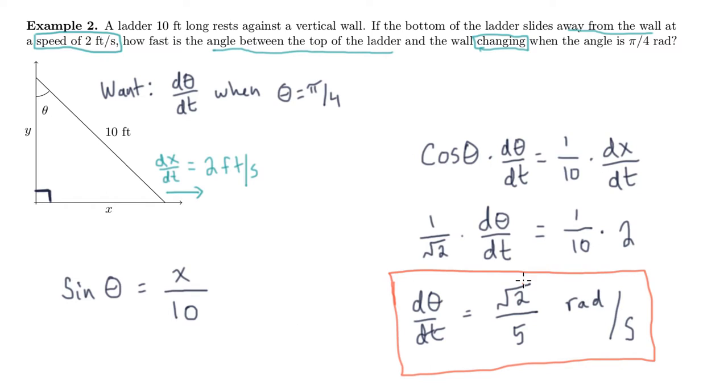And notice that the fact that the answer is positive is significant. If it were negative, that would mean the angle would be getting smaller. But that would not make sense for the end of the ladder down here sliding away. You can see that we should get a positive answer. As this end goes out this way, this end is going down, and so this angle between the ladder and the wall should be increasing. And specifically, when theta is pi over 4, it is increasing at this rate.